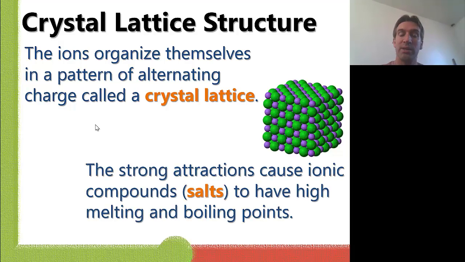The attractions that exist are so strong between a completely positive and completely negative thing that we find that salts and all different chemicals that are made up of ionic bonds tend to be solid under most conditions because they have very, very high melting points and very, very high boiling points. Once again, the attractions are incredibly strong between positive and negative ions.